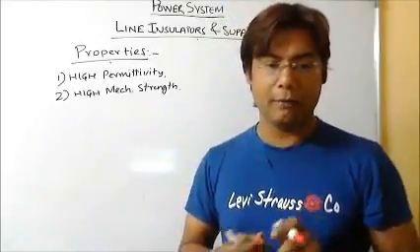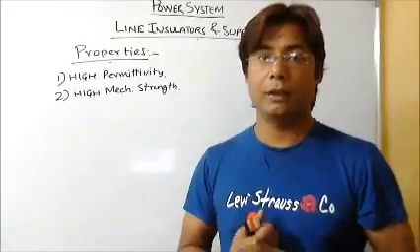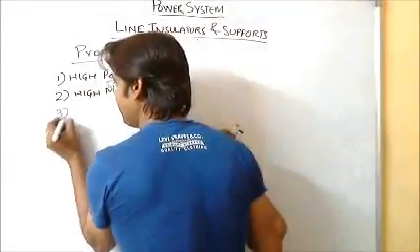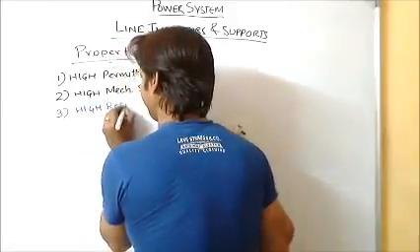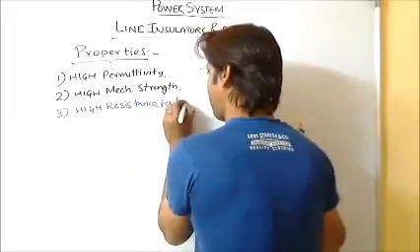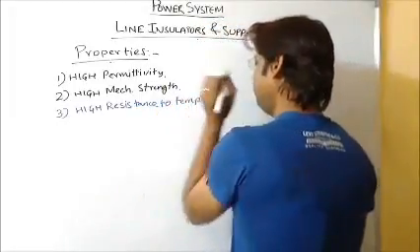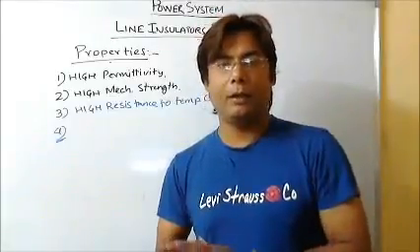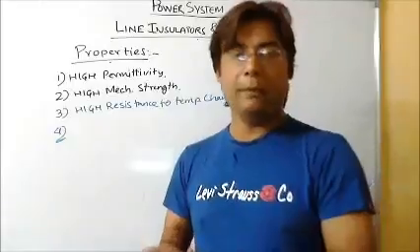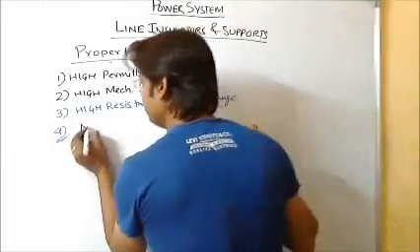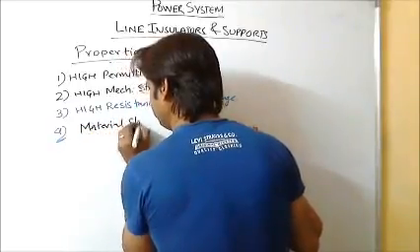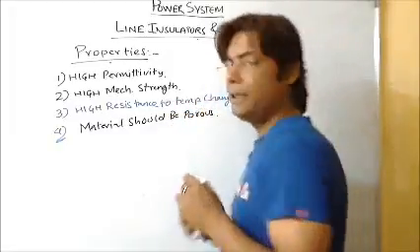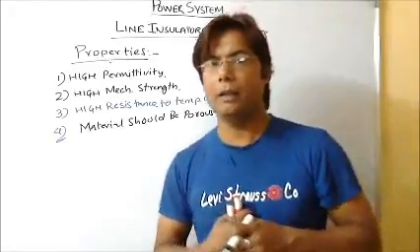Apart from that, there should be a minimum change in the temperature. So the change in the temperature should be minimum, so high resistance to temperature change. The fourth thing which comes is that it should be electrically neutral and the material should be non-porous. Everything is self-explanatory over here, so we need not define everything here.